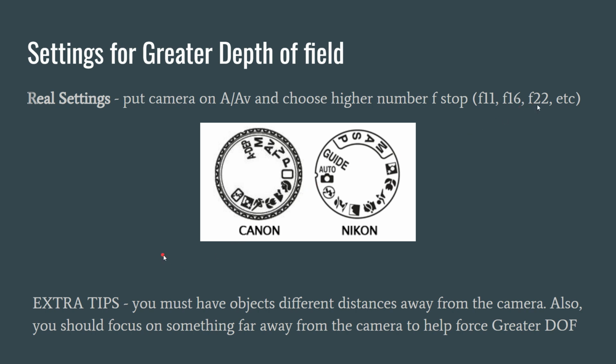And some little tips is that you have to have objects at different distances away. Again, you can't show greater depth of field in something that's flat because it's one depth of field. You know what I mean? So you have to have things different distances away to show that the thing close to us and the thing far away, that the horse is in focus, the barn is in focus, and those trees in the background are in focus. Also, it helps, just the opposite from before, to focus on something farther away, to focus on that barn, to focus on the trees in the background. And that, again, will help create greater depth of field.